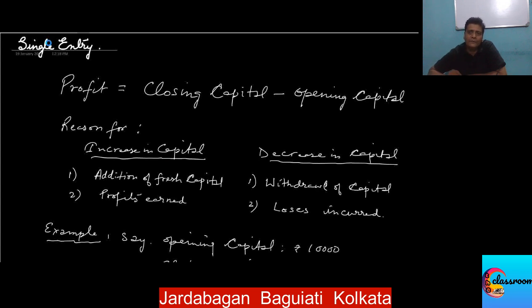Today I will introduce you to accounting from incomplete records. In other words, we call this the single entry system of accounting. Here, profit is determined by subtracting opening capital from the closing capital. What is capital? All of us know capital is assets minus liabilities.